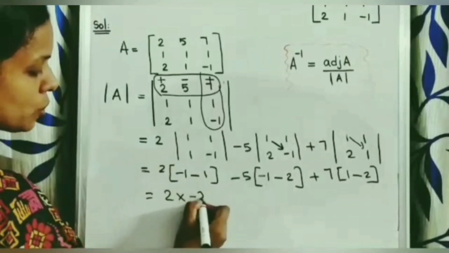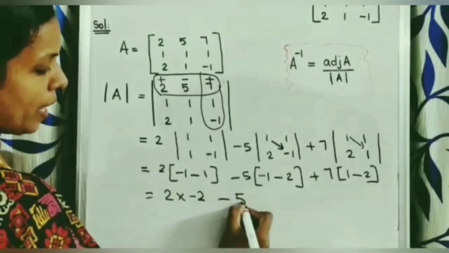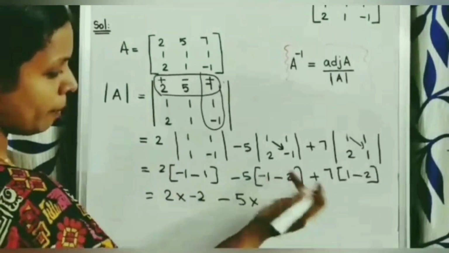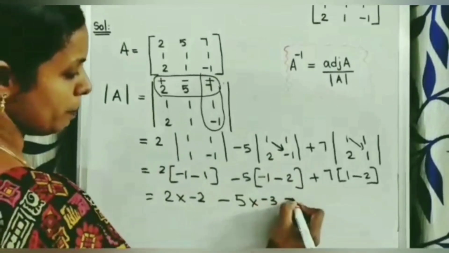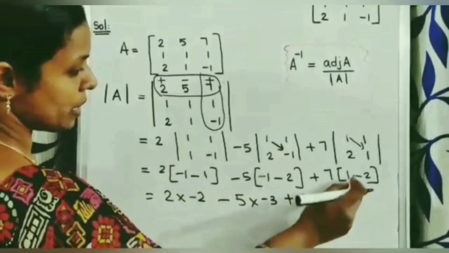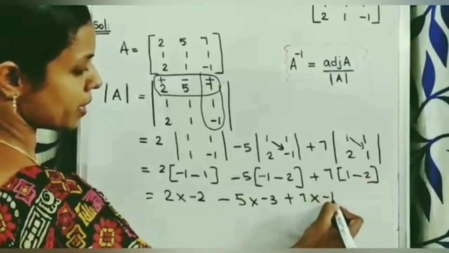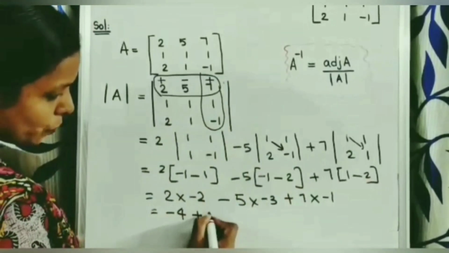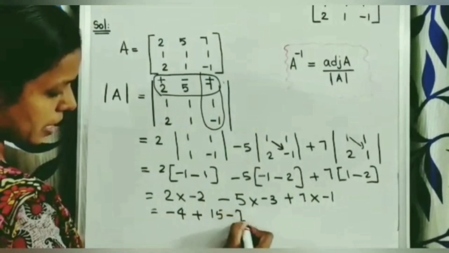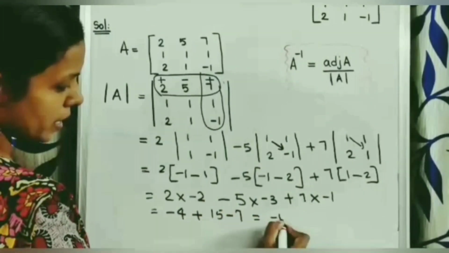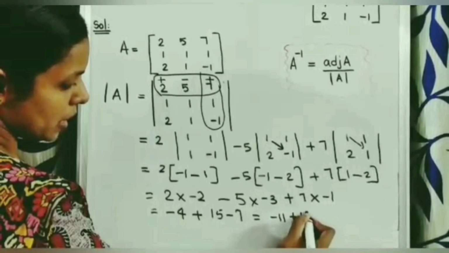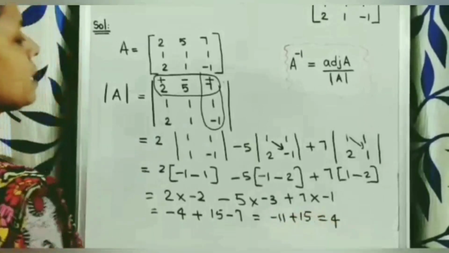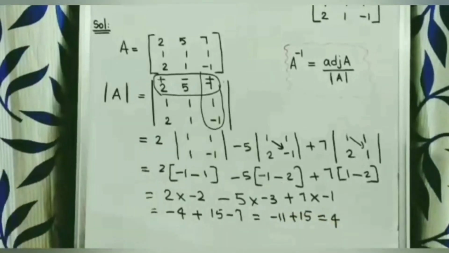That is minus 2. Minus 5 into here minus 1, minus 2. That is minus 3. Plus 7 into here 1 minus 2. That is minus 1. 2. That is minus 4. Plus 15 minus 7. That is equal to minus 11 plus 15. That is equal to 4. Now we get determinant A is equal to 4.